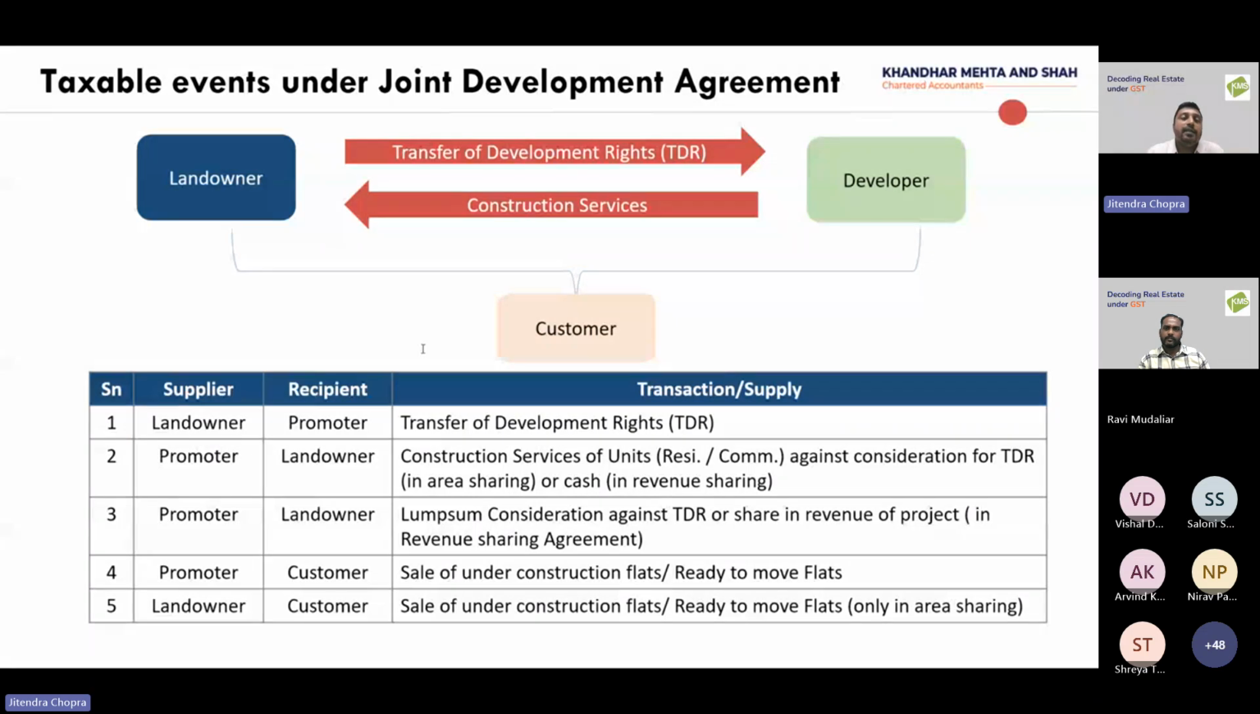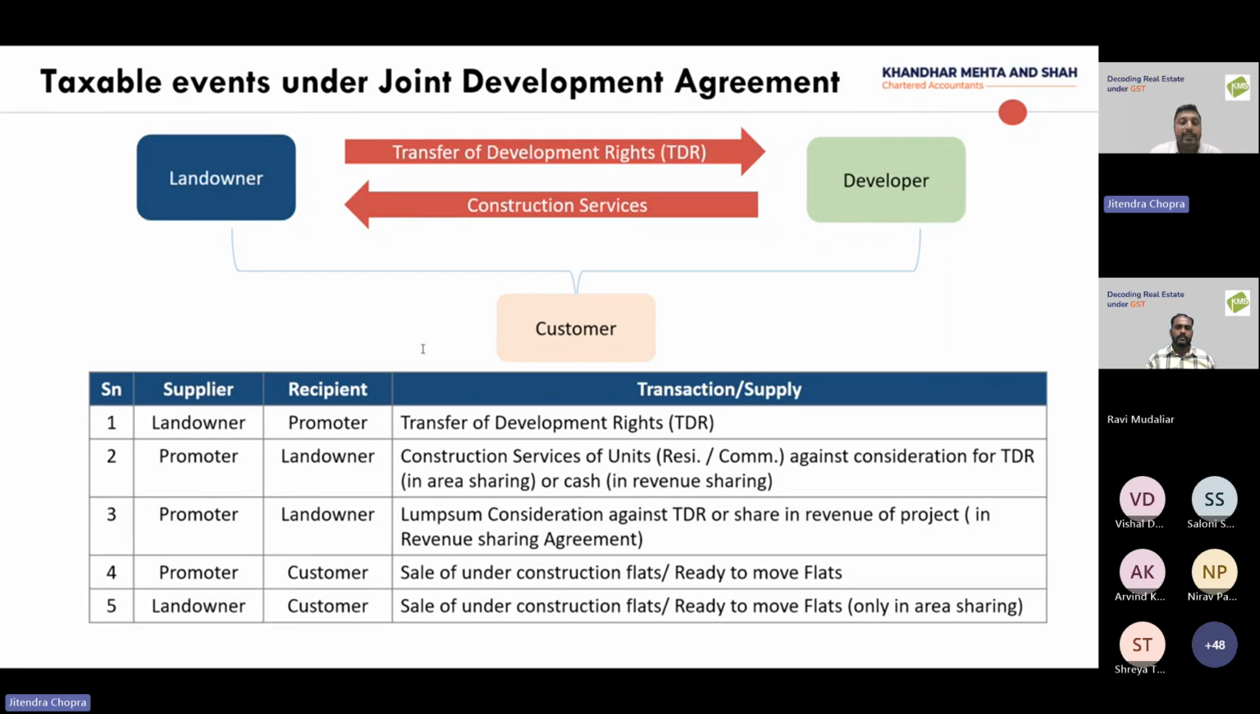So now understand the number of transactions under a JDA, joint development agreement. One JDA actually contains multiple supplies: landowner to promoter, supply of TDR; promoter to landowner, supply of construction services; promoter to customer, the sale of under construction flats; and landowner to customers, the resale of under construction flats allotted by the promoter to the landowner.